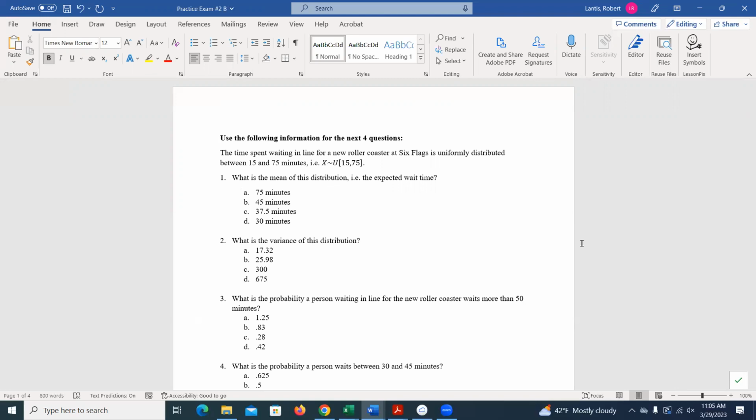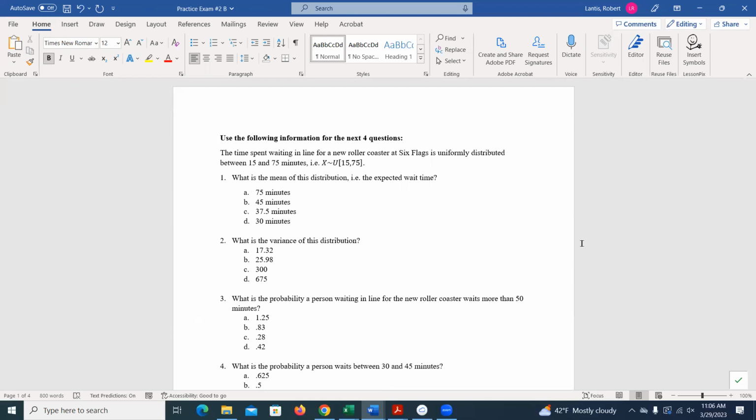So the next kind of thing I could ask is, okay, what's the probability? So this is the amount of time we're waiting in line for the roller coaster. This could be the amount of time you wait at a grocery store or anything. So what's the probability that we wait for more than 50 minutes? With a uniform distribution, I'm just looking for the area of a rectangle.